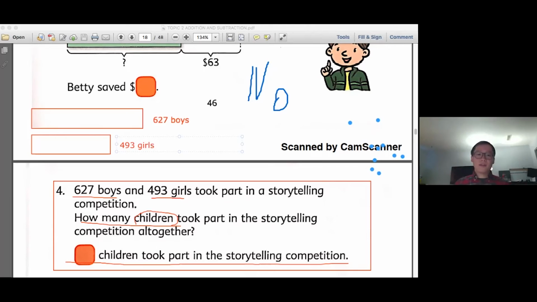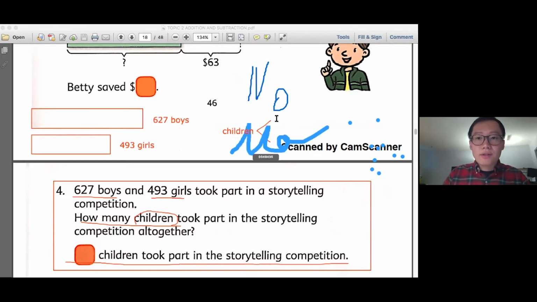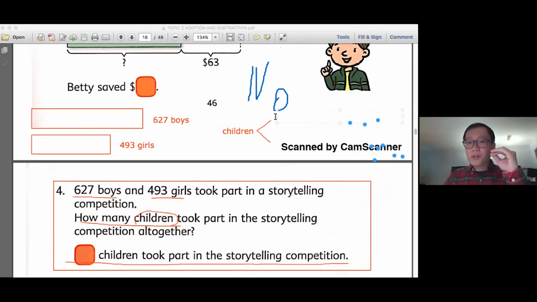Right. Okay. We want to know how many children took part in the storytelling, right? We know children is both boys and girls, so children can be boy or girls. If you think of your number bond, children is the total. Boys and girls are the parts. Then in order to get children, we must add boys and girls together, right?